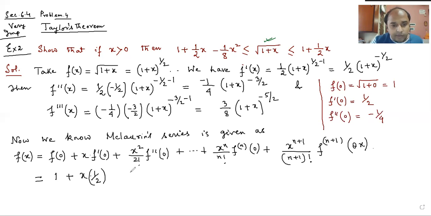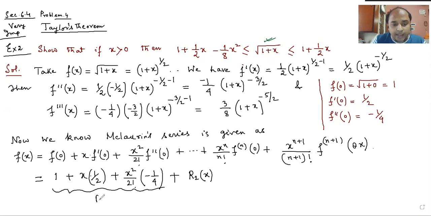and then we are going to write x squared by 2 factorial, f''(0) which can be written as minus 1 by 4, and the term which we shall denote by R2(x). Now this is the polynomial. You can call this a polynomial P2(x), and the remainder term we are denoting by R2(x).